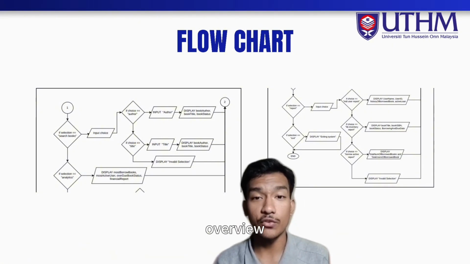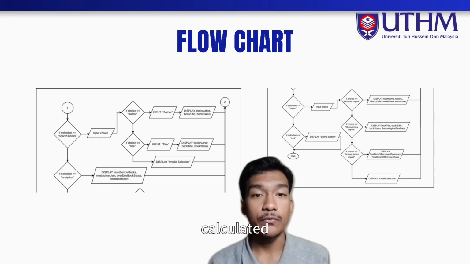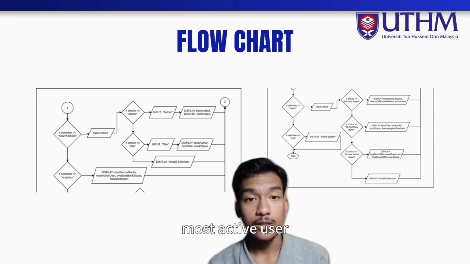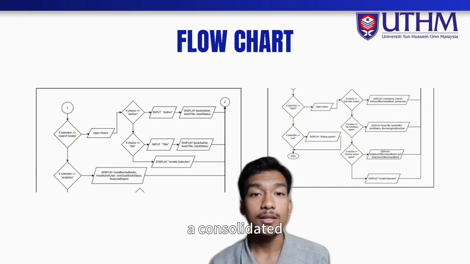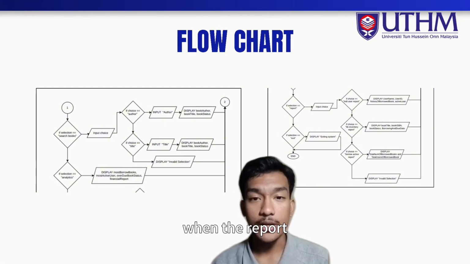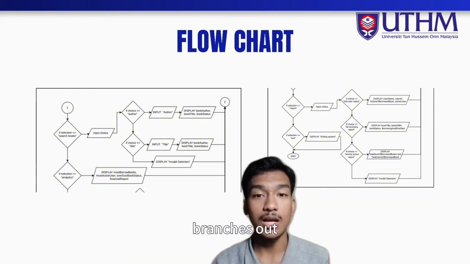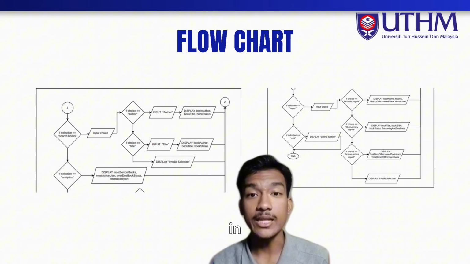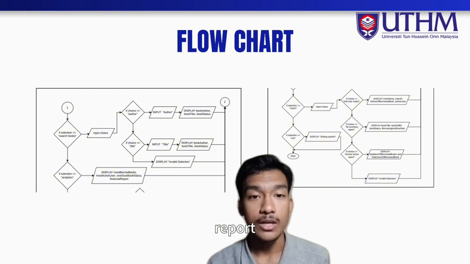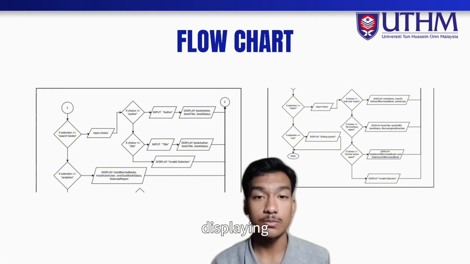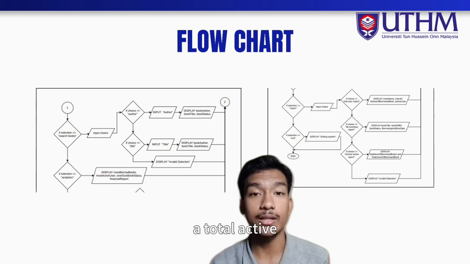And for systematic overview and monitoring, selecting analytics fulfills our project guidelines by outputting calculated fields for most borrowed books, most active user, overdue book status, and a consolidated financial report tracking outstanding fines. When the report module is selected, the system branches out to generate three specific documents: an individual user report showing individual user details and loan history, a library inventory report detailing the status and deadline of books, or a borrow activity report displaying a summary of total borrowed books and total active borrowing users.